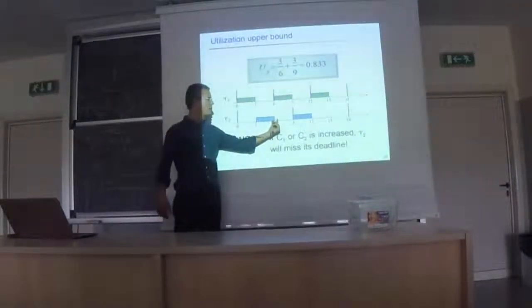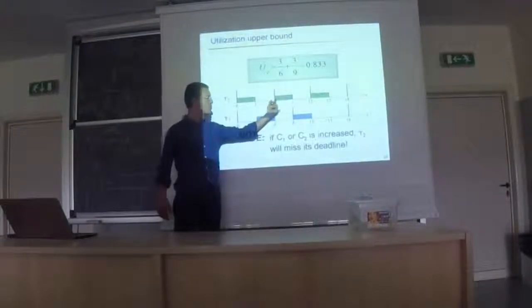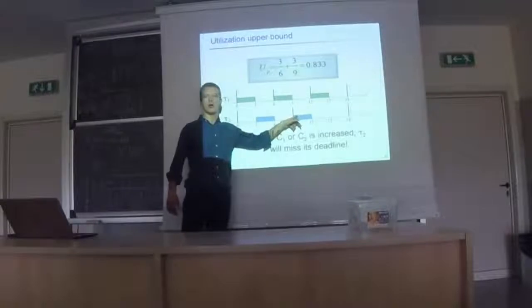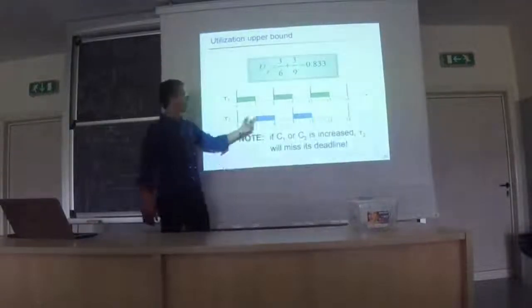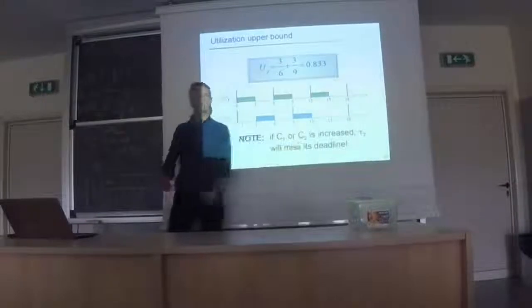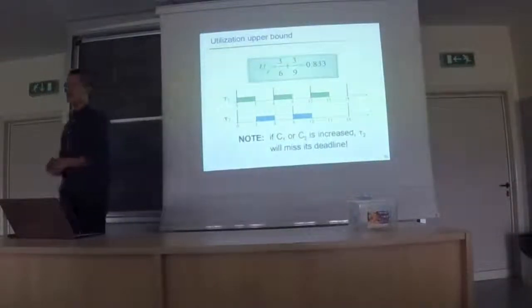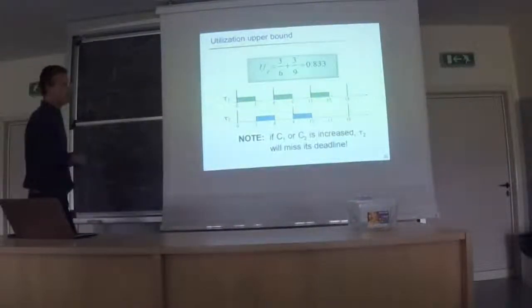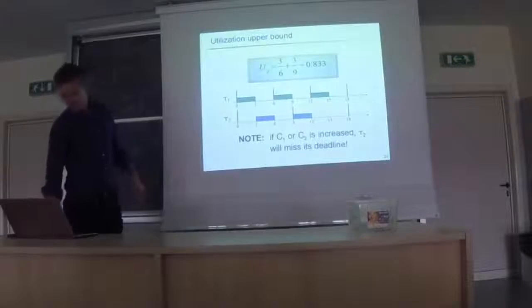So here it will still have to execute something when it's preempted, and the last bar will actually execute beyond its deadline. Okay? The same if this guy will execute a little bit longer, preempted, and will execute after its deadline. Okay? So an epsilon increase in any of the computation time would lead to a deadline miss. Okay?